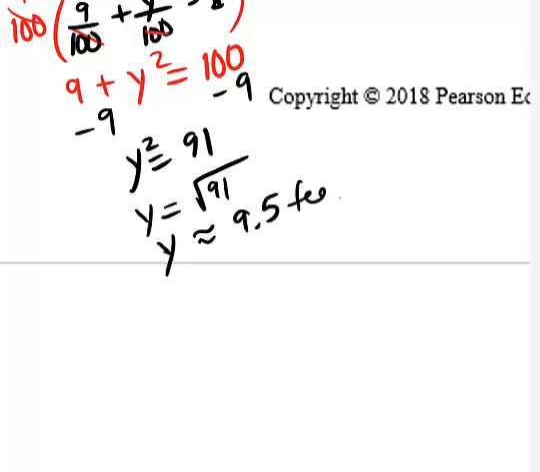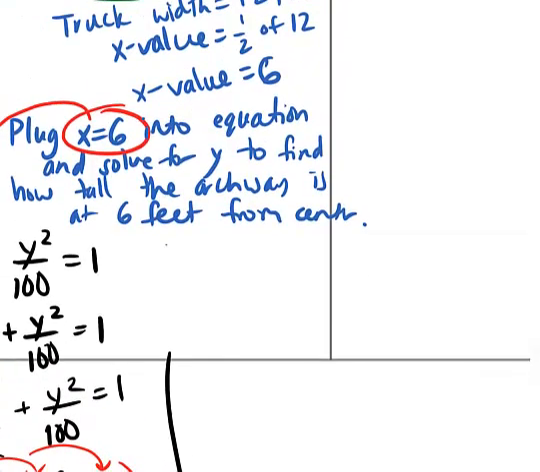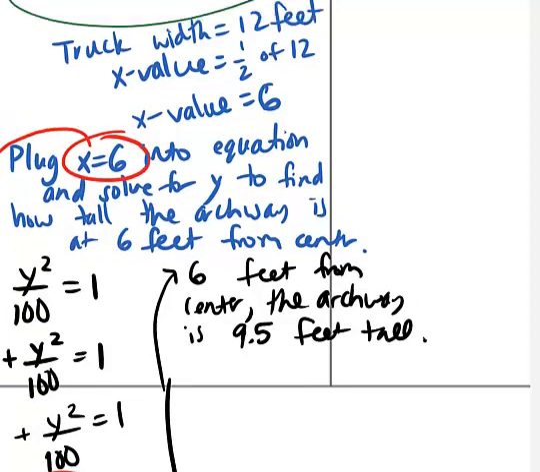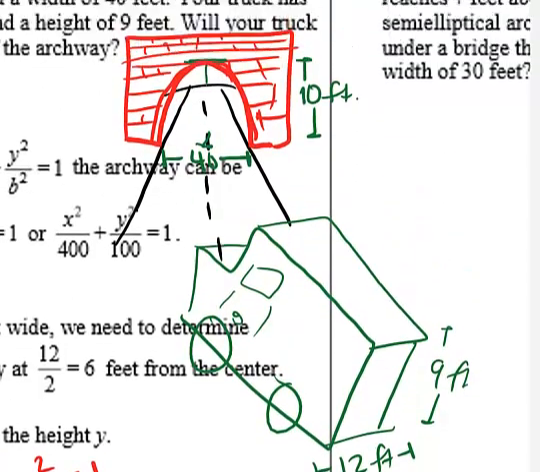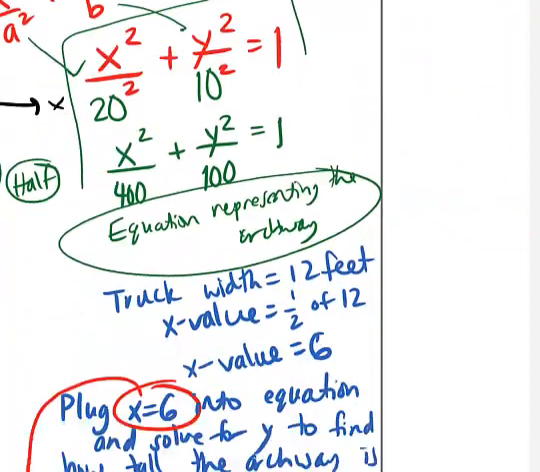feet. Alright, what does that mean in the context of this problem? That means that 6 feet from the center, the archway is 9.5 feet tall. Is that going to allow my truck to fit? How tall did they say the truck was? The height of the truck is 9 feet, so it'll barely fit.